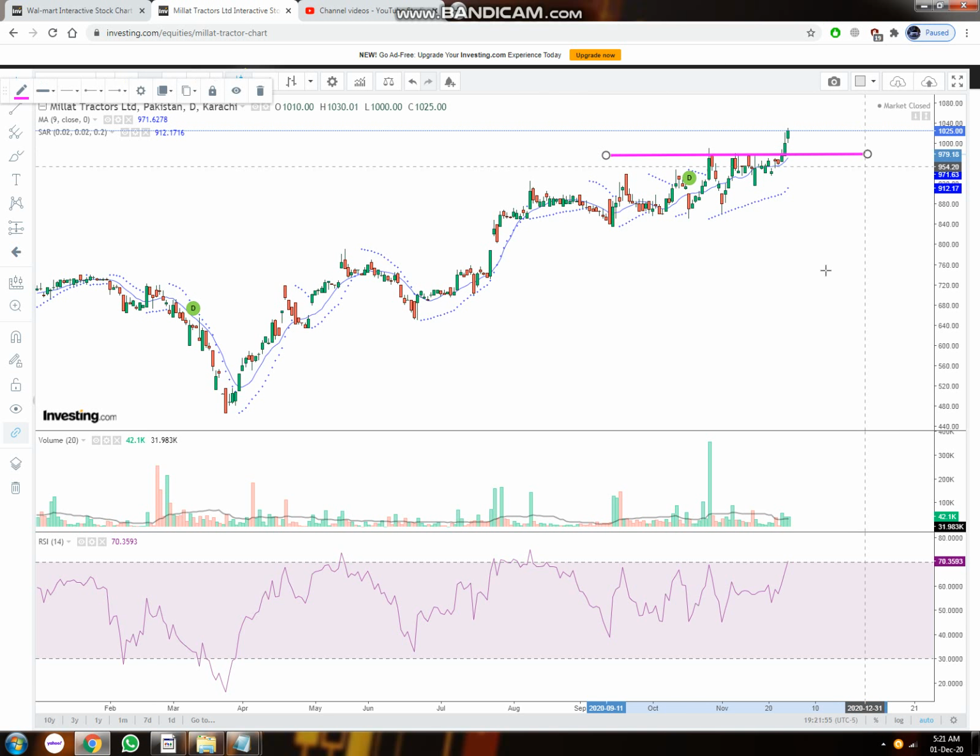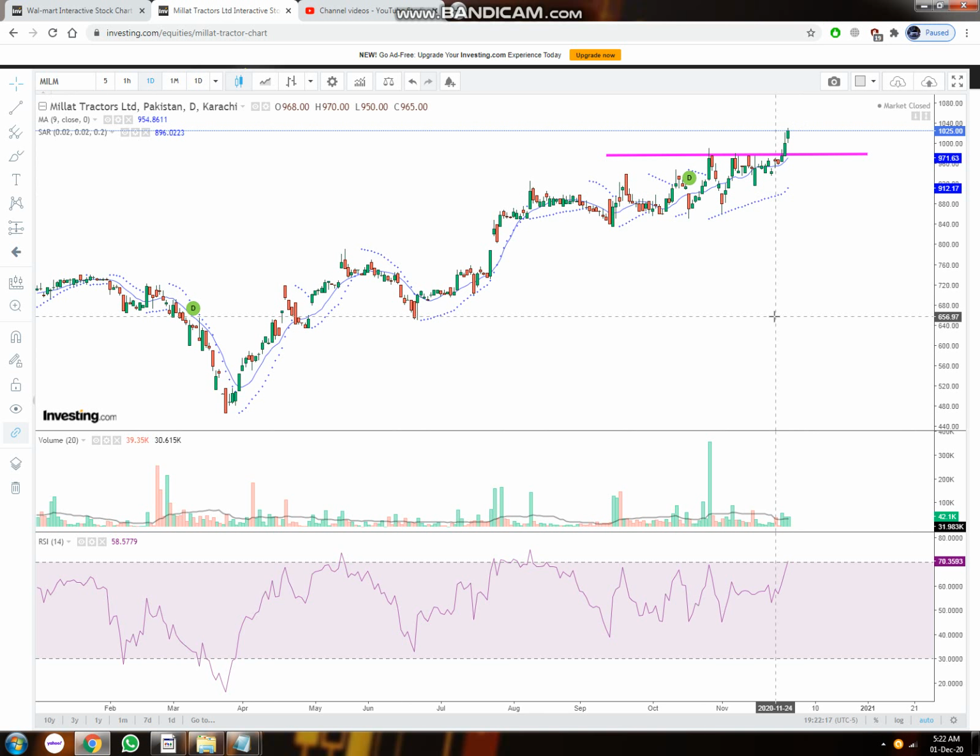Now let's say it's moving in the upward direction, so I won't tell you about shorting your position here, because it has already moved upward, so I'm not going to mention shorting over here. I will mention it if this stock, which is Millet Tractors, changes its course. If in the future it shows some move in the downward direction, then I will show you what to do in that case.